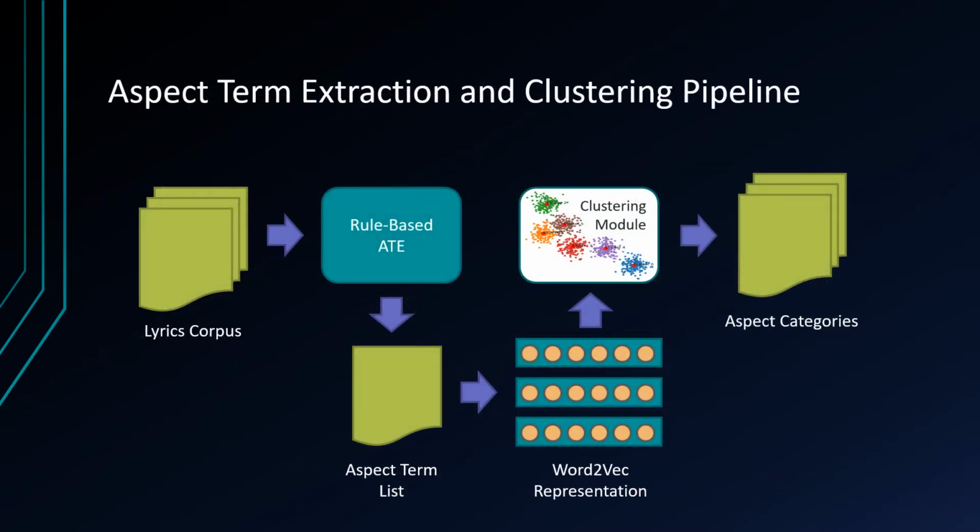The designed aspect term extraction and clustering pipeline takes advantage of three modules. In detail, they are the rule-based aspect term extractor, the word2vec embedding module, and the clustering module. The first one produces a list of aspect terms starting from the lyrics corpus. Then the word2vec embedding module gives each aspect term its semantic-based numerical representation. And finally, the clustering module defines aspect categories by grouping aspect term embeddings through a clustering algorithm.